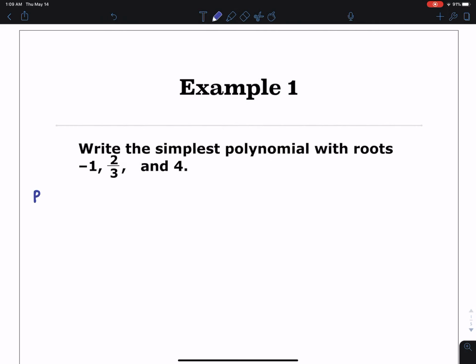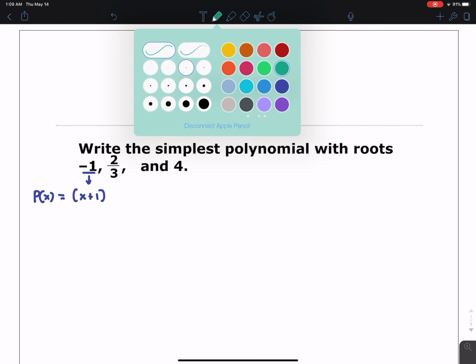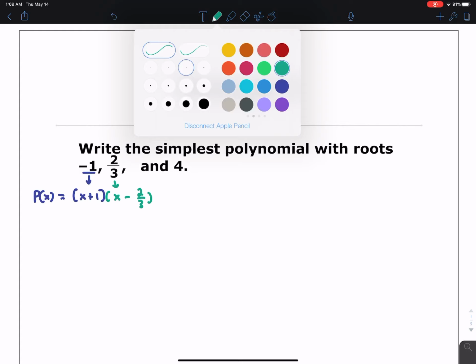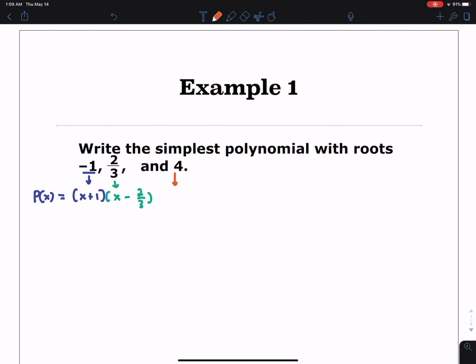So our polynomial, p of x, is going to be equal to, we want the simplest polynomial with roots of negative 1, 2/3, and 4. So if our root is negative 1, that means that our factor is going to be x plus 1. If our root is 2/3, that means our factor is the opposite sign, so it's going to be x minus 2/3. And then again, same thing, so if we have a root at 4, then our factor is going to be x minus 4.